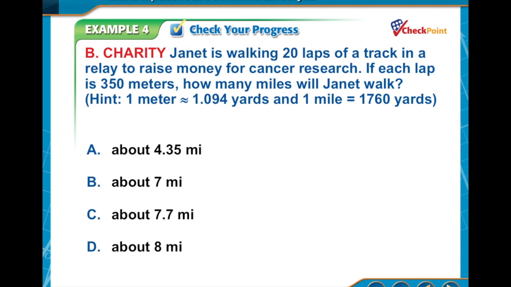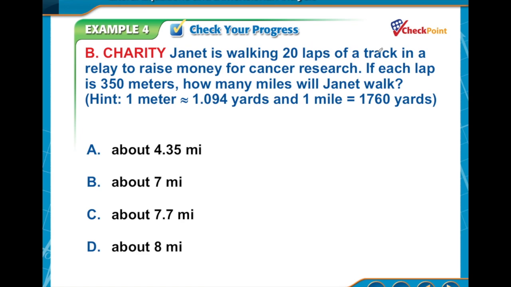Okay, so one more example looking at this dimensional analysis type problem. So Janet is walking 20 laps on a track in a relay race to raise money for cancer research. Each lap she does is 350 meters. We want to know how many miles will she walk. So we're starting with meters. We want to get to miles. So we can get from meters to yards, and we can get from yards to miles.